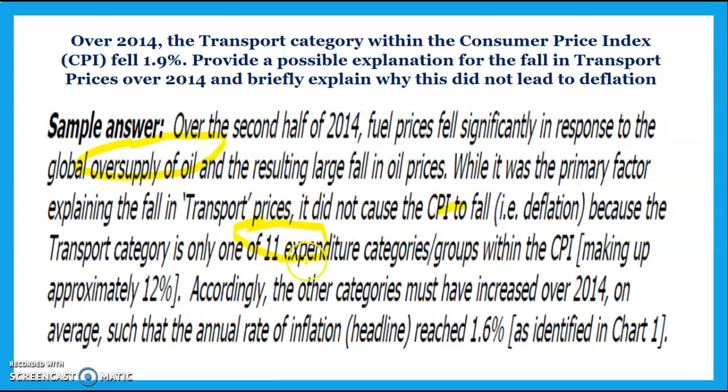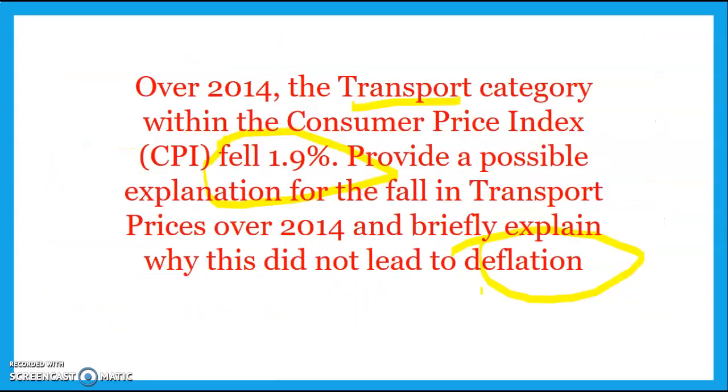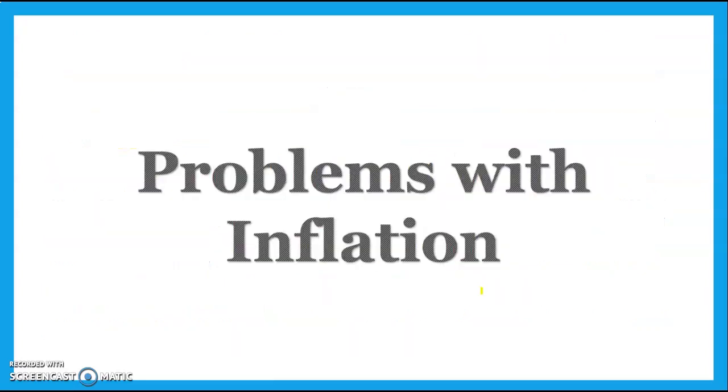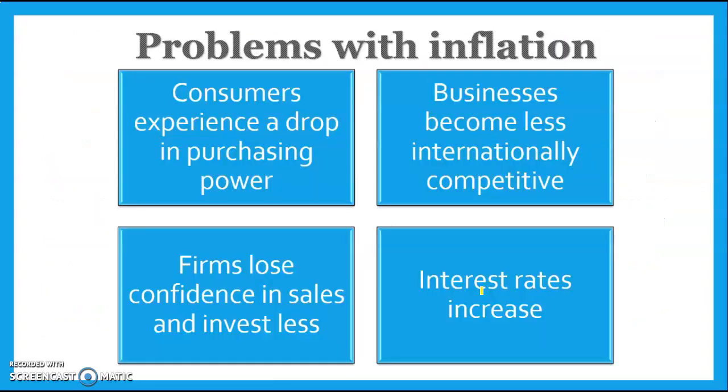And the reason it doesn't cause the CPI to fall is that the transport category is only one of 11 categories within the CPI. So the other categories may have increased by enough to mitigate, or to be higher than, the decrease in price in transport. So the decrease in price in transport was not significant enough to mean that overall on average prices went down. And that's partly because transport's got a relatively low weighting, but also because it's only just one of 11 categories.